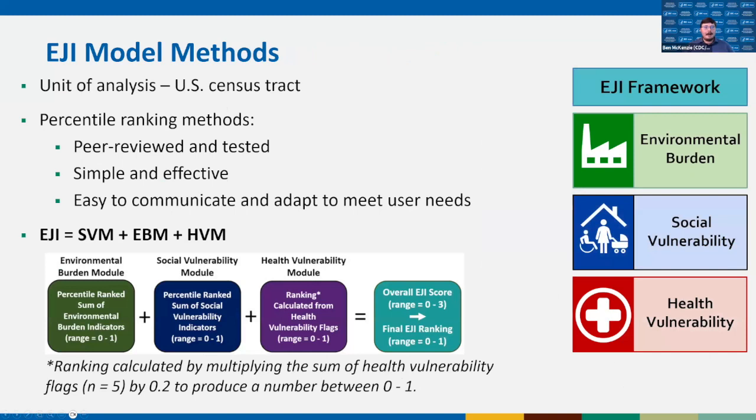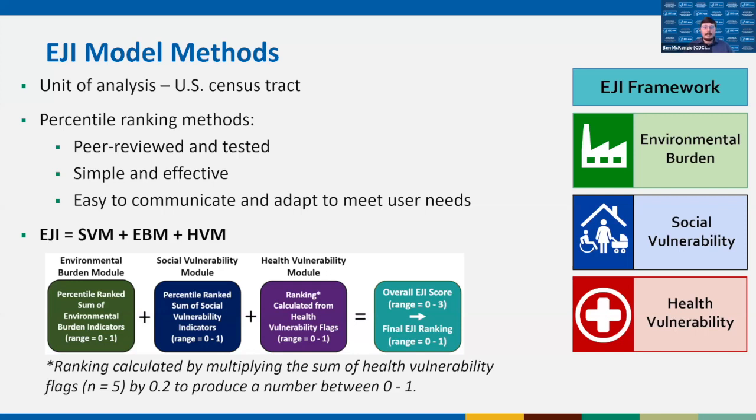So here's a little bit about the methods that we use to calculate and create the EJI. Like the SVI, the EJI uses data from the US Census Bureau, as well as data from the US Environmental Protection Agency, the US Mine Safety and Health Administration, and the CDC to rank relative cumulative impacts in communities across the United States. The unit of analysis and display of the EJI are census tracts, which are subdivisions of counties that are commonly used to show neighborhood-level data.